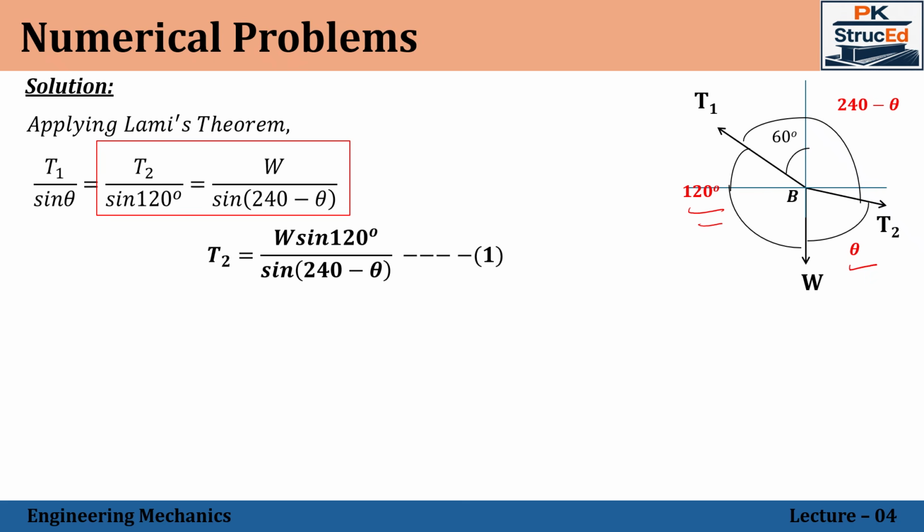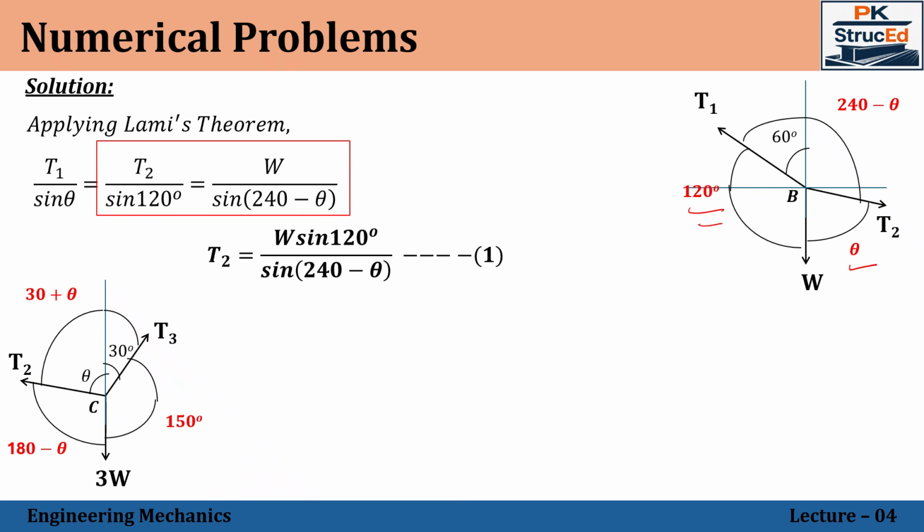Now let me go with the second free body, that is point C. Again representing the tensions and making the inclinations. It has been given that T3 has 30 degrees with the vertical, and T2 has theta with respect to the vertical. So the total angle between T2 and T3 will be 30 plus theta. From this vertical to the bottom vertical, the total angle is 180 degrees and this is 30 degrees. So the angle between T3 and 3W will be 150 degrees. The remaining angle, between T2 and 3W, comes to 180 minus theta.